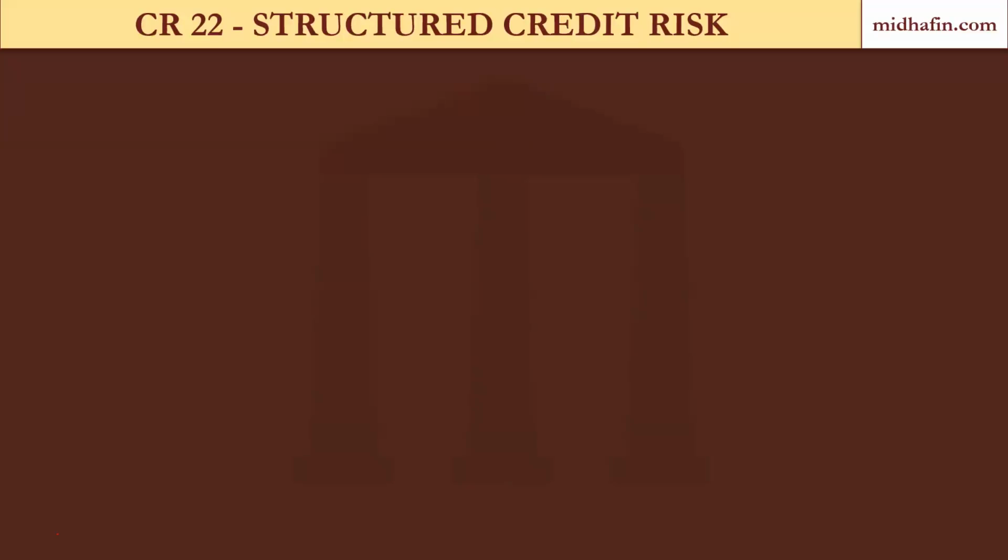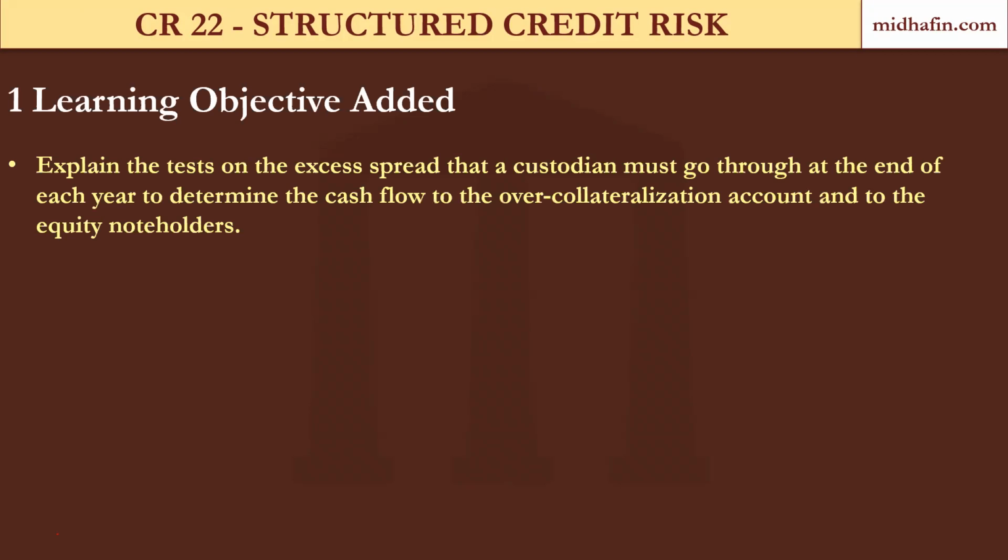Then you have CR 22, structured credit risk. In this chapter also, one learning objective has been added. Now, this is the chapter which has been pushed the farthest, right? Because it was earlier in CR 8, now it is in CR 22. One learning objective has been modified. Earlier, it was explained that added. This learning objective has been added.